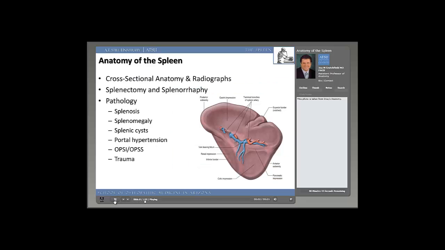Radiographs and cross-sectional images will be reviewed. We'll talk about splenorrhaphy, or a partial splenectomy, as well as a complete splenectomy. And some of the pathology will include splenosis, splenomegaly, splenic cyst, portal hypertension, trauma, and overwhelming post-splenectomy infection.